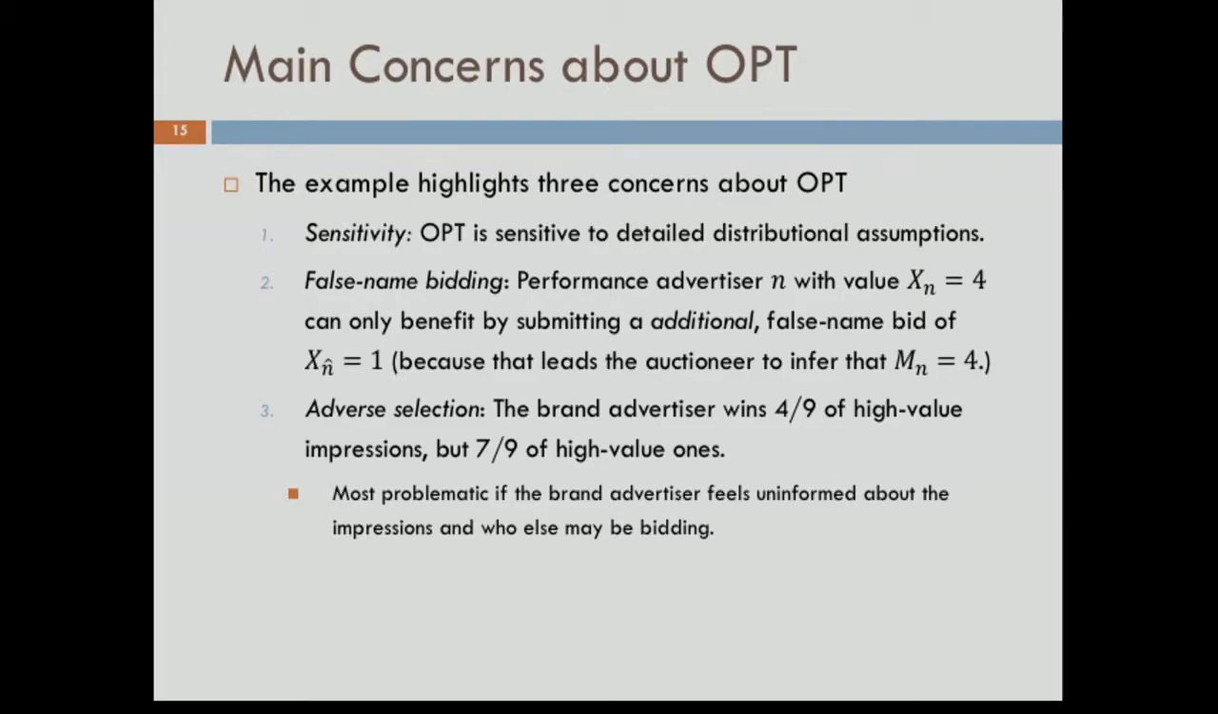Adverse selection: the brand advertiser in this case wins 4/9 of the high value impressions, but 7/9 of the low value ones. That's most problematic if the brand advertiser feels uninformed about the impressions and who else may be bidding. Brand advertiser doesn't really know. He just wants some assurance that he's getting a fair set of impressions.